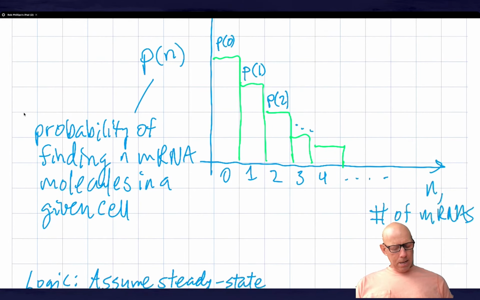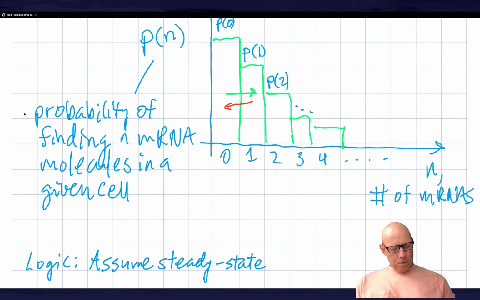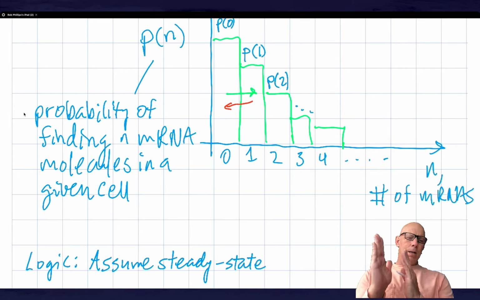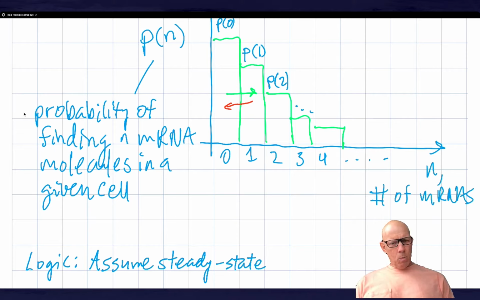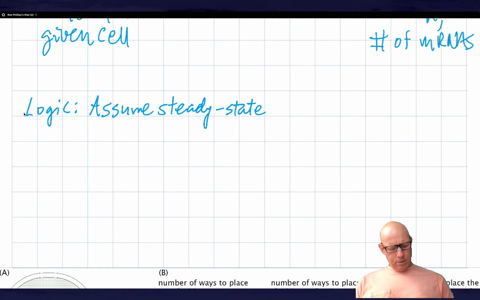And what that is going to mean is that the flux across each one of these interfaces has to be balanced. What do I mean by that? So what does the green arrow mean here? Well, how do I go from being in column 0 to being in column 1? The way I do that is by the synthesis of an mRNA molecule in the time step delta t. And the way I go from being in column 1 to column 0 is that in time step delta t, an mRNA molecule is degraded.